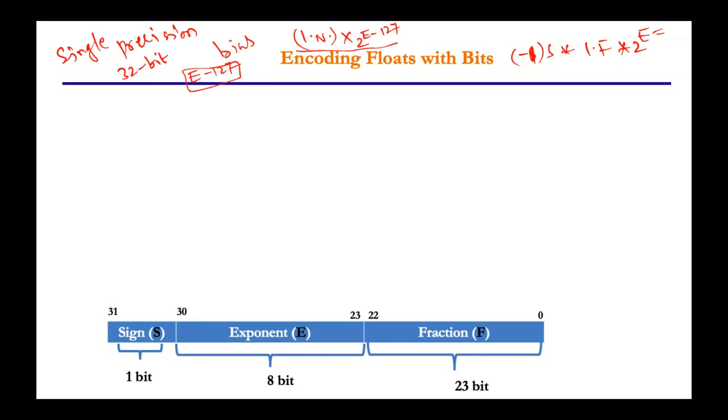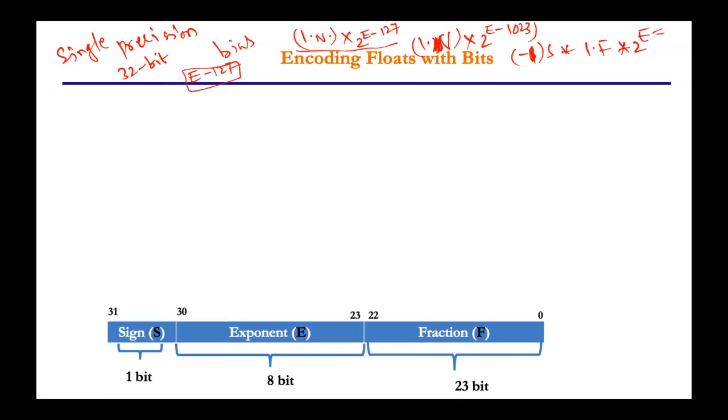For double precision, it is 1 dot n multiplied by 2 to the power of e minus 1023. That is the IEEE standard format. Okay, so now let us see the example. Let me just change the color.